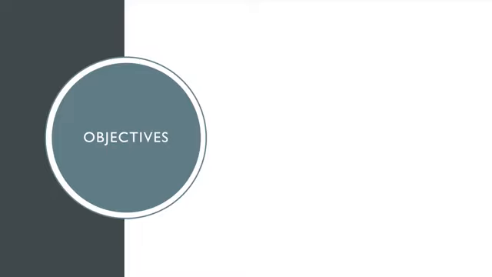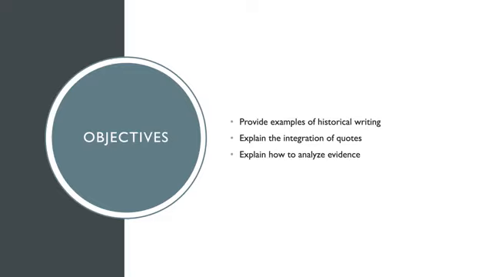Just to go over a few quick objectives. Number one, I want to provide you some examples of historical writing, just to show you this is what historians do. Number two, explain the integration of quotes, explain why we do this. You have a few activities that require you to do this already, but sometimes explaining it might help a little bit better rather than reading just in a PDF file.